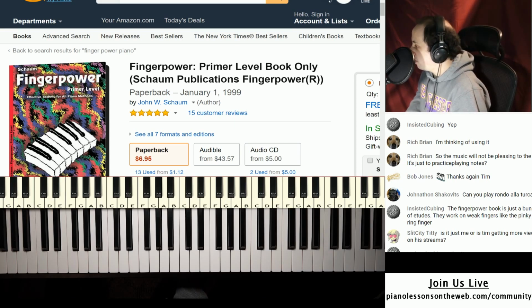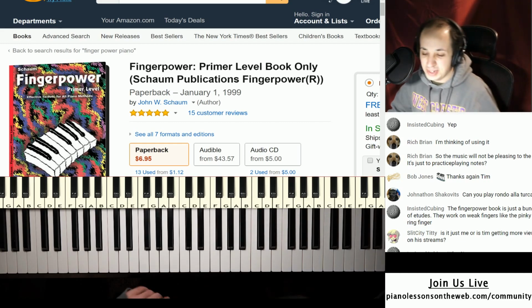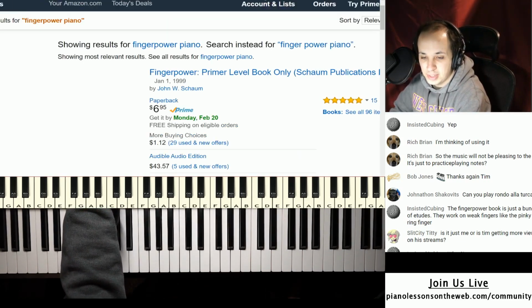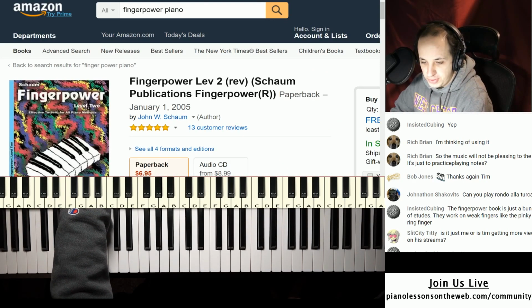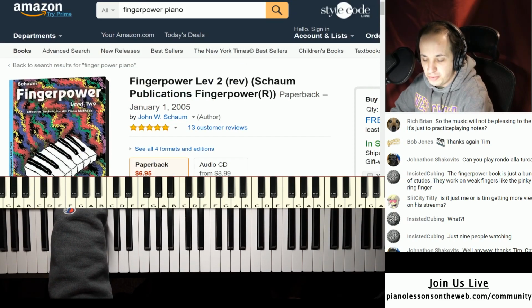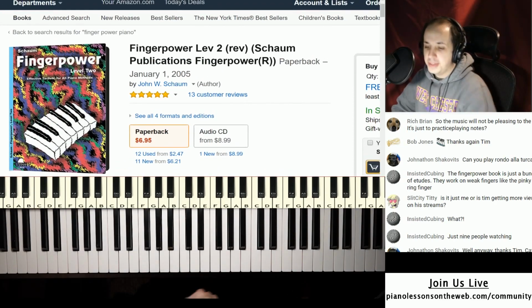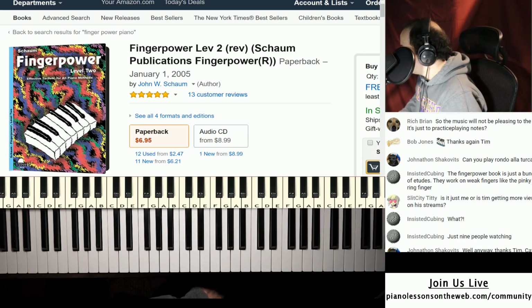The Finger Power book is just a bunch of etudes. Okay, I read that one already. And then someone says, what? But I'll have to check that out. I'm not sure what you meant by what. Let's see. Does this one have a preview? No preview for that one, but I'll have to buy it sometime and check that out. I've always been looking for good finger exercises.